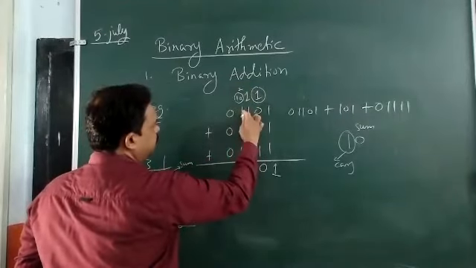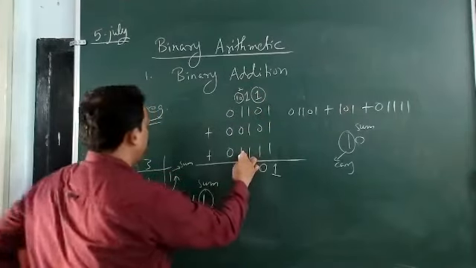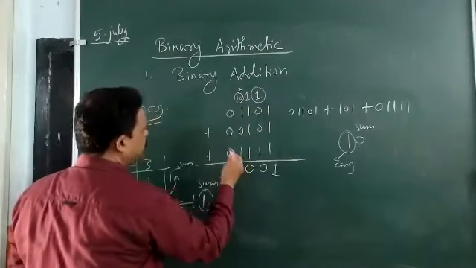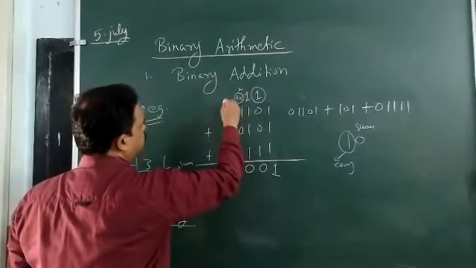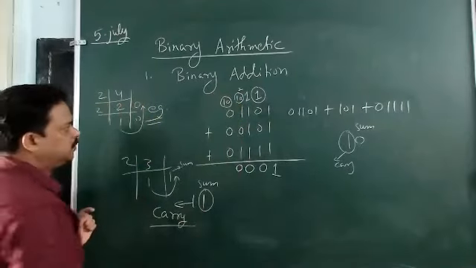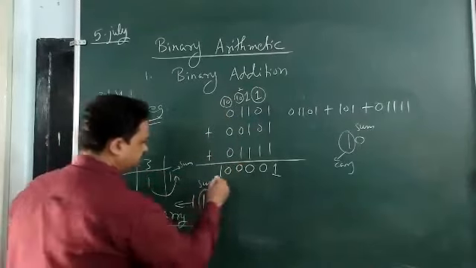2 plus 1 is 3, 3 plus 1 is 4. Again I got 4. 4 means 1 0 0. The sum is 0, and the carry is 1 0. The remaining zeros will remain as they are.